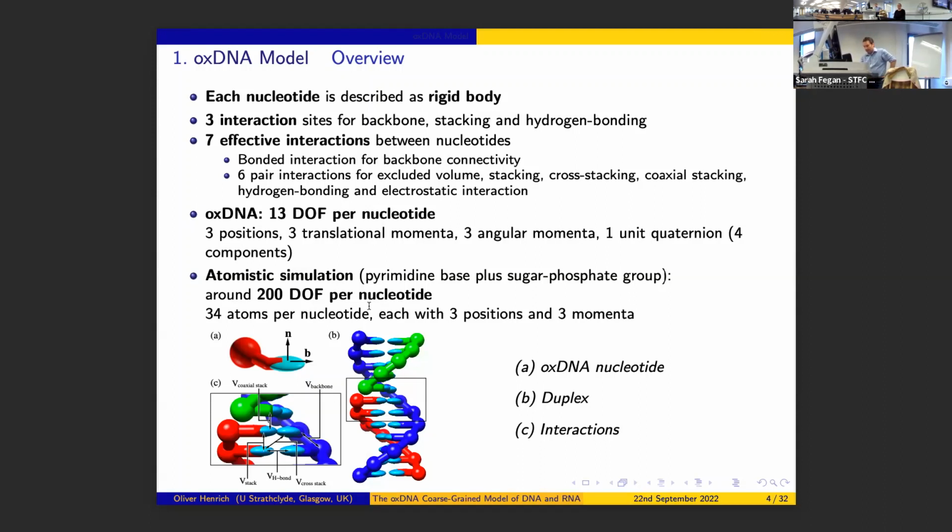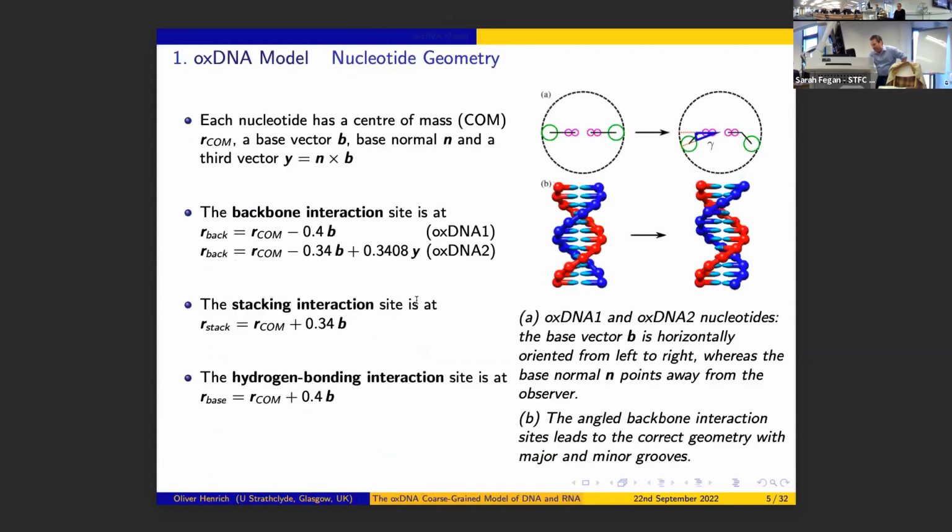So this is in short how this model is set up, and you see here this is often how a nucleotide is visualized. Then here in D you see a duplex formed, and these interactions are sketched out here in this picture C. So this is what a nucleotide really looks like, and how you describe that.